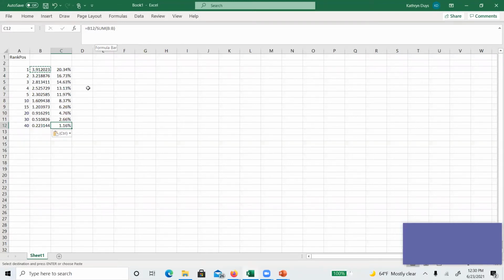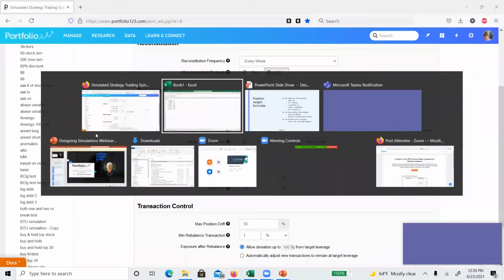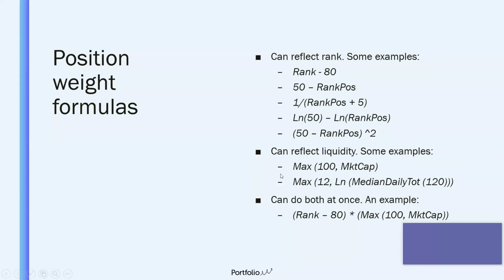There are also liquidity formulas that are here on this PowerPoint slide. So, for example, max 100 market cap will say that anything with a market cap of 100,000 or more will have a certain amount. But if a market cap is only 30, it's going to have only 30% of that amount.